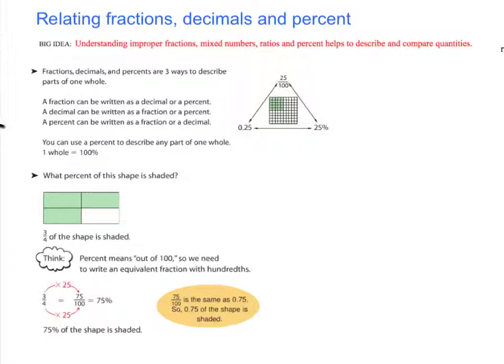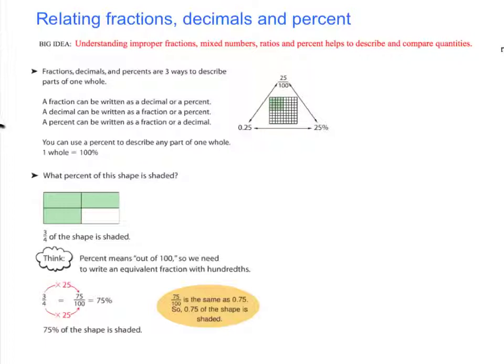We can also write it as a decimal and then change it into a fraction or change it into a percent. We can also take a percent and write it as a fraction or write it as a decimal. So we can take one of our first ones, it could be the fraction, it could be the decimal, it could be the percent, and change it into the other two.